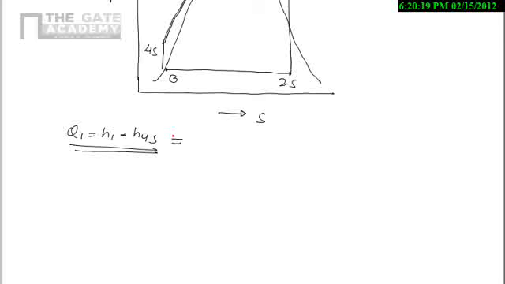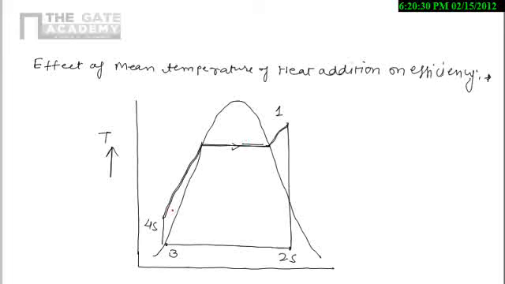Now, in terms of mean temperature of heat addition, we are giving heat from 4s to 1 here. So now I am taking a mean temperature and I am again calculating. Suppose the mean temperature I am showing is here, that is the mean temperature.